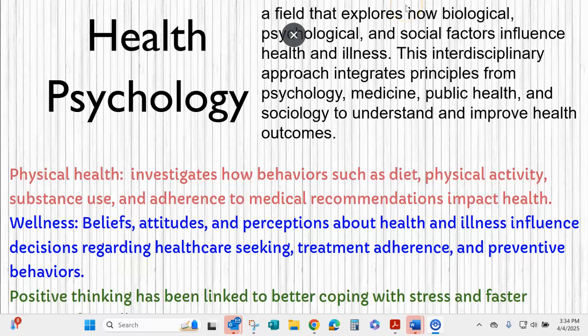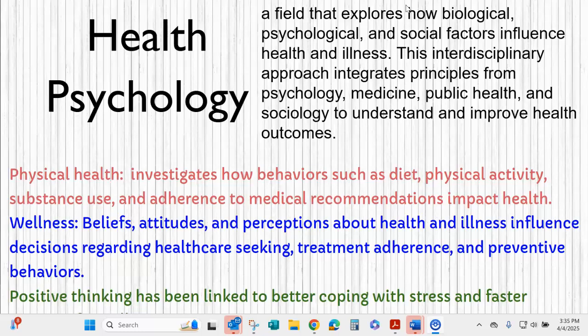Well, it's the field that explores biological, psychological, and all the social factors that influence health and illness. So basically, it's mental health, which has become such a big topic lately. But it really incorporates lots of factors other than just psychology, but physical medicine, public health, and sociology, which studies group behavior and how all of those can improve health outcomes.